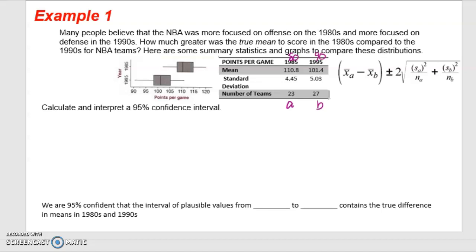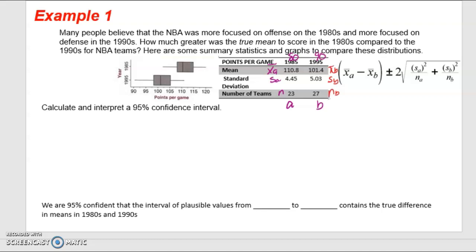Okay, so here it's a lot easier if I give you the stats, because everything is already ready to be plugged in. So 110.8 is your mean for context A, your standard deviation is 4.45 for context A, and your sample size is 23. For context B, we have 101.4 as our mean, our standard deviation is 5.03, and our sample size is 27. So the sample sizes don't necessarily have to be the same in this case. Then all I have to do is plug in and calculate.